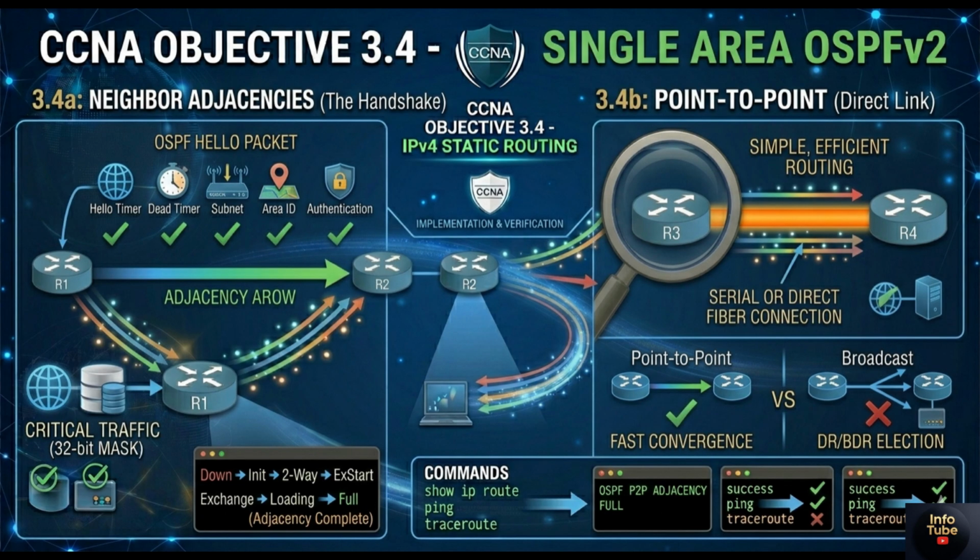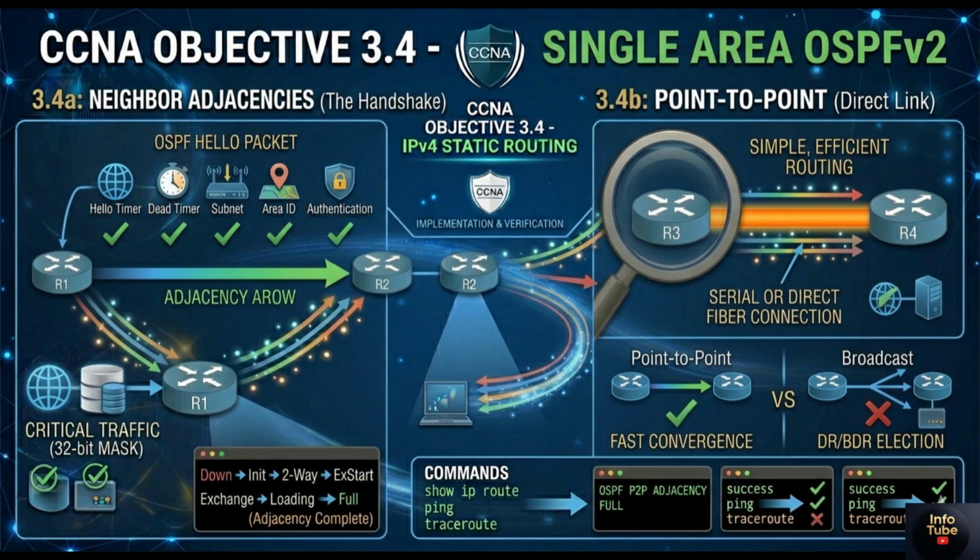Now we are moving into dynamic routing, specifically OSPFv2. Unlike static routes where you do all the work, OSPF allows routers to talk to each other, share maps of the network, and automatically find the best path. It is the most popular interior gateway protocol used today.